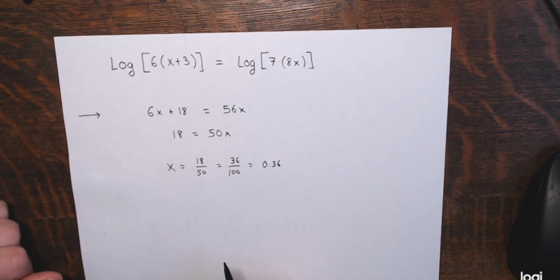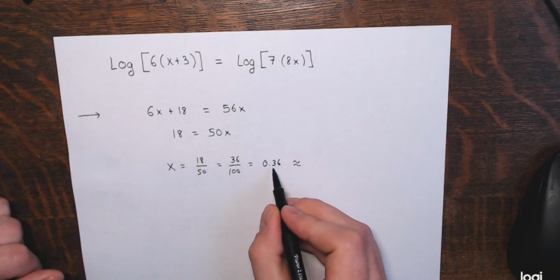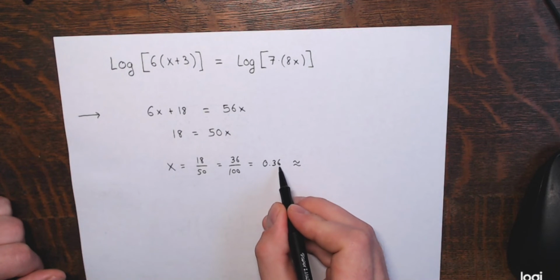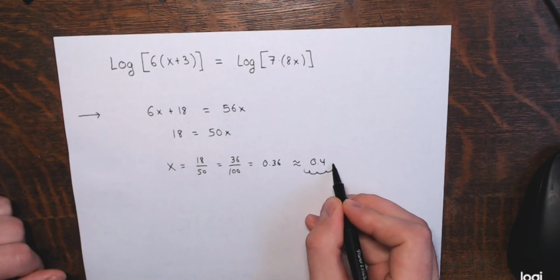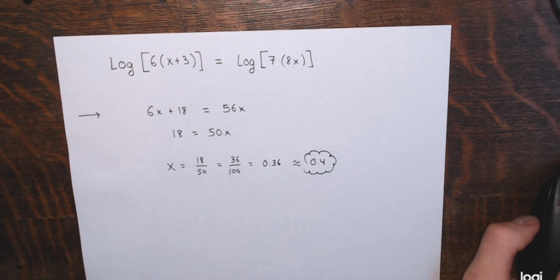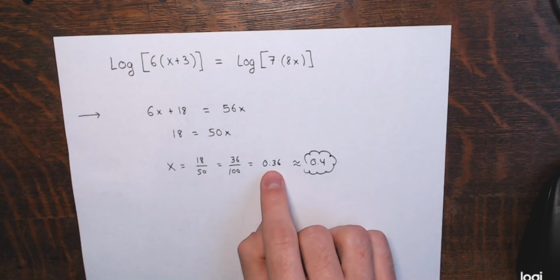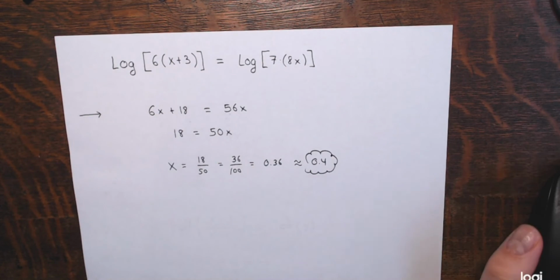Now they didn't want this, right? They want us to round this to the nearest tenth, which is only one decimal place. So 0.36 would round to 0.4. That's why I got the approximately here. And this is what they want us to enter. And of course you can check the 0.36, they'd be equal. If you check 0.4, they'd be close to being equal. They'd be approximately equal.